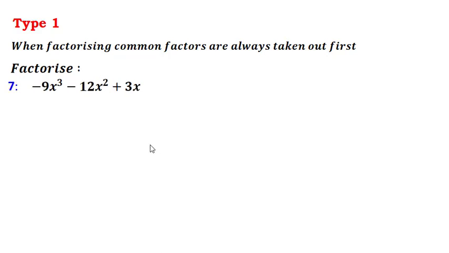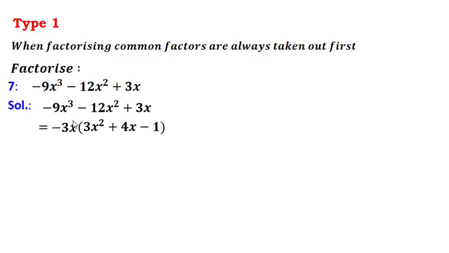Let us see the seventh question. Minus 9x cube minus 12x square plus 3x. In this problem, out of 3 terms, 2 terms have a negative sign. So first I will take minus common. Then from 9, 12 and 3, I have 3 common. And then from x cube, x square and x, I have x common. So minus 3x I will take common. After taking minus 3x common, in the first place I have 3x square remaining. In the second place I have plus 4x remaining.